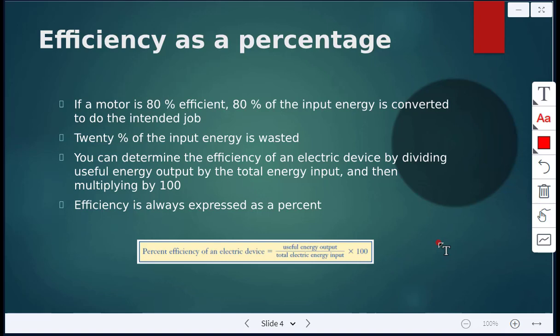So how you determine efficiency is using this formula down here. Basically, you divide the useful energy output by the total energy input, and then you multiply by 100 to get it expressed as a percent.